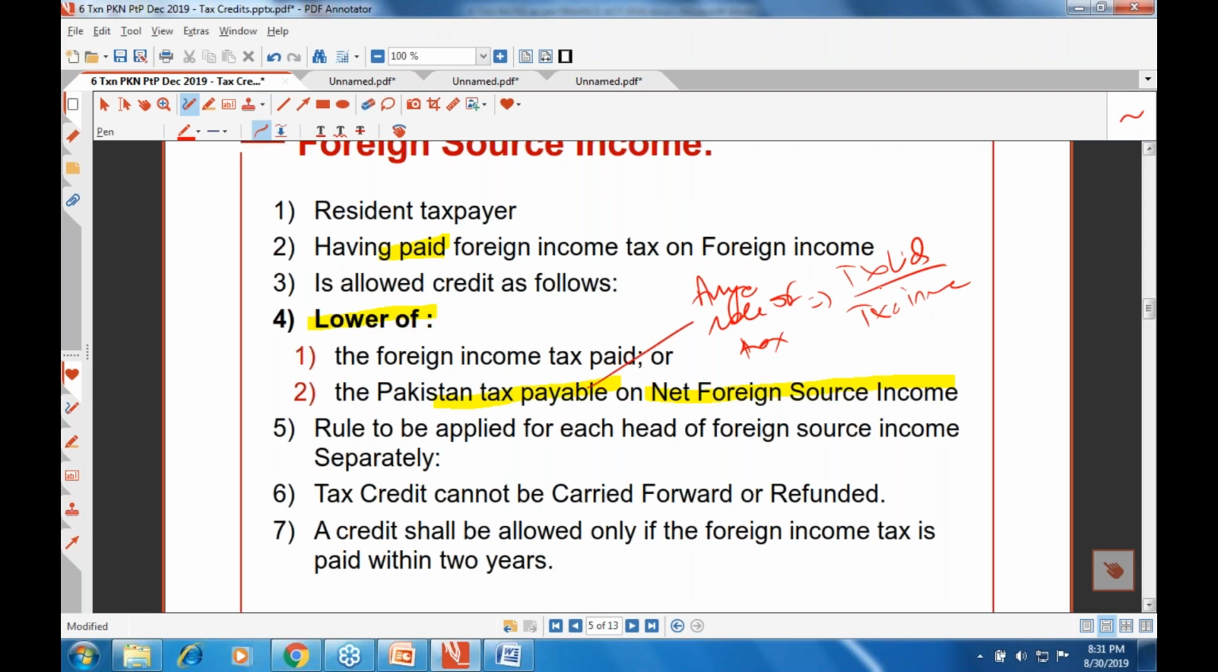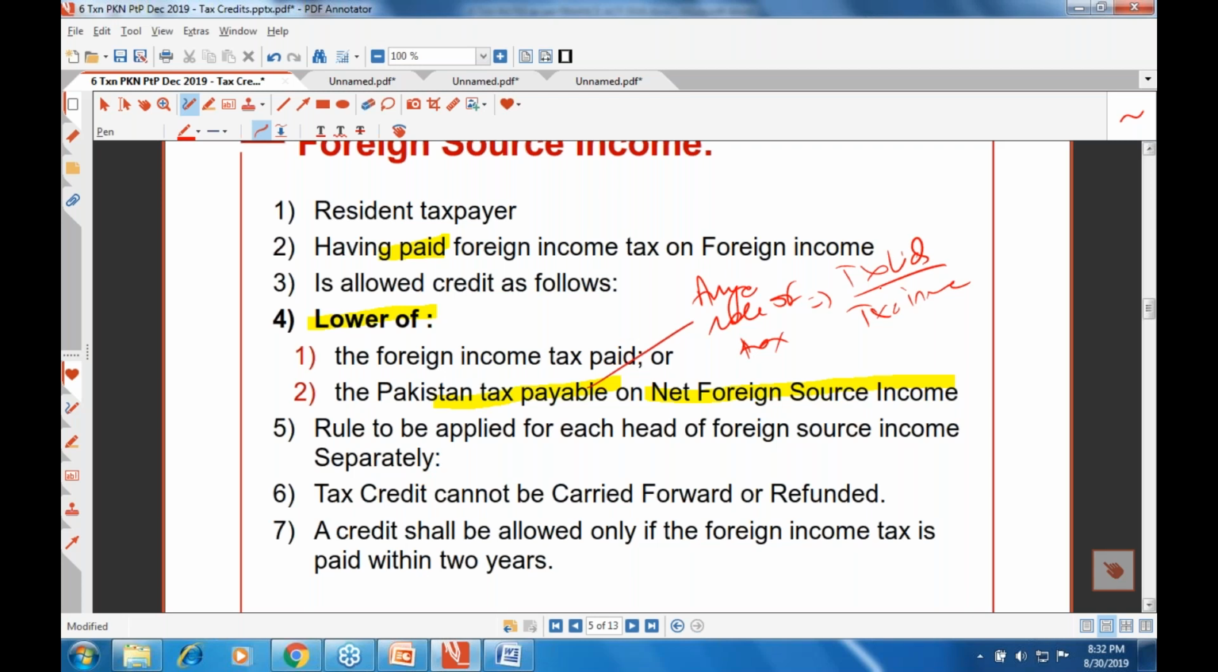It says the rule is to be applied separately for each head of foreign source income. That is, if you have foreign source income from business, income from other sources, etc., then the tax credit pertaining to the foreign source income shall be computed separately for each head, because in foreign countries the rate of tax applicable on capital gain may be different, the rate of tax applicable on other sources may be different, and the rate applicable on business may be different. So you have to apply it to each one on a separate basis.